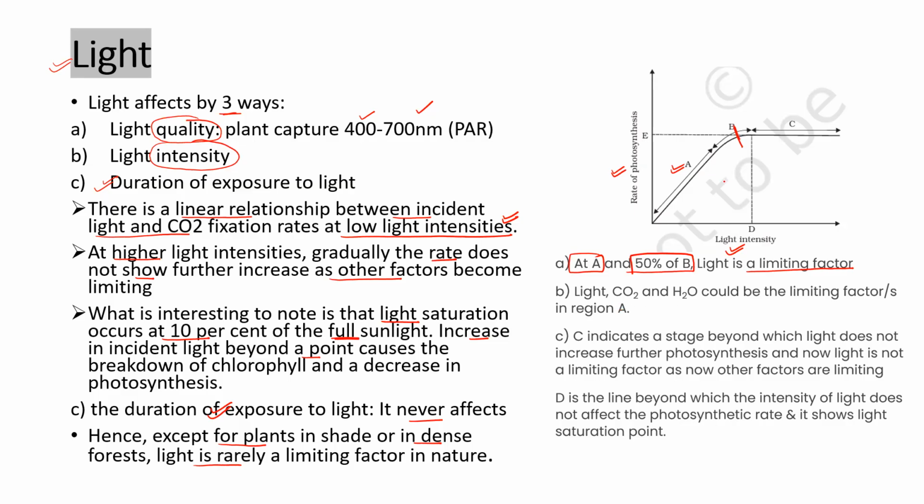In this region, not only light, other factors can also be a limiting factor, might be carbon dioxide or water, in the region A and 50% of B. Now, what does C indicate? It indicates a stage beyond which light does not increase photosynthesis further, because now light is not a limiting factor. Some other factors might be working as a limiting factor. What does D indicate? D is the line beyond which intensity does not affect photosynthesis rate, and it shows the light saturation point. That 10% saturation which we are finding is represented by D.